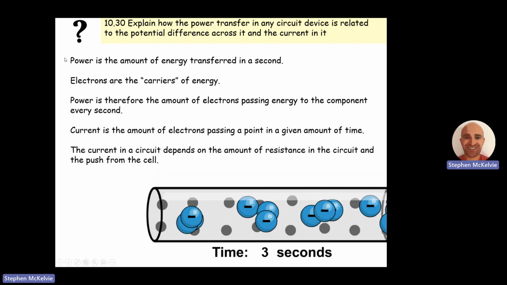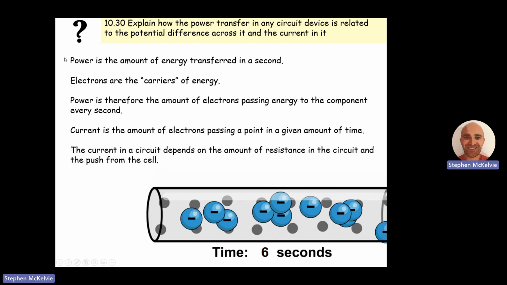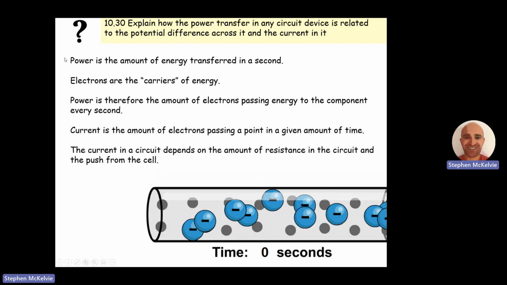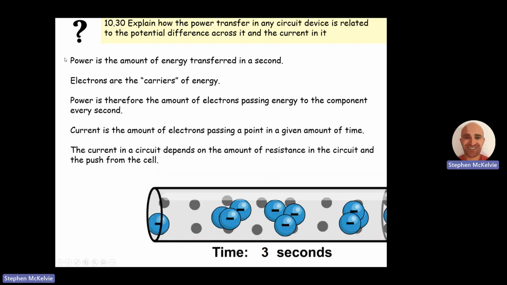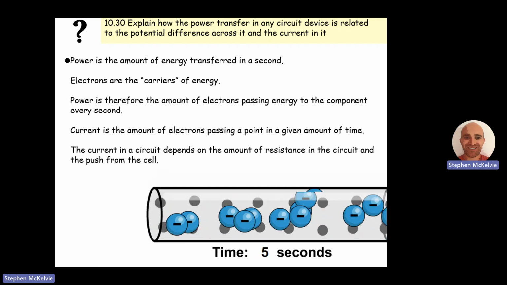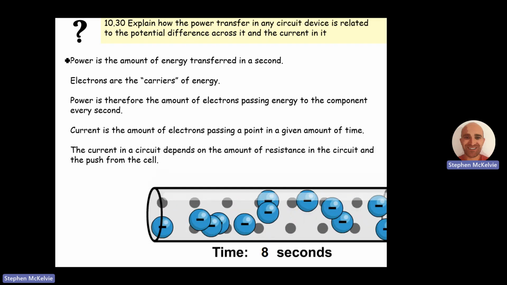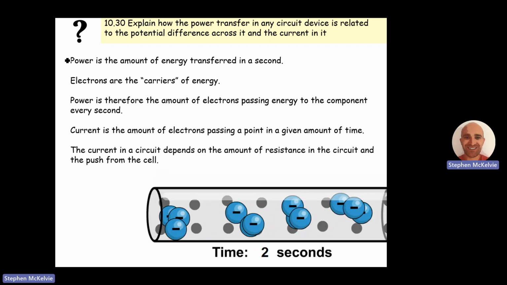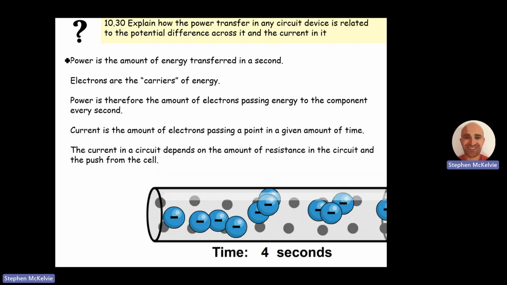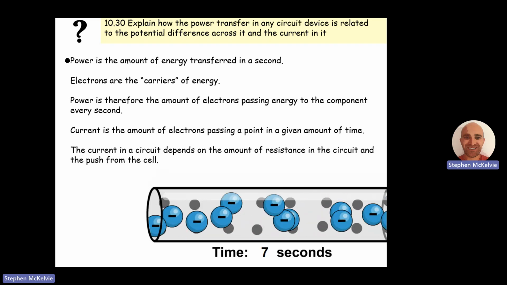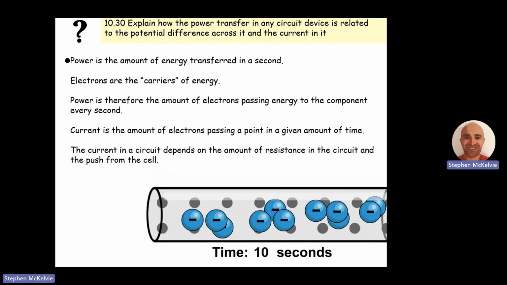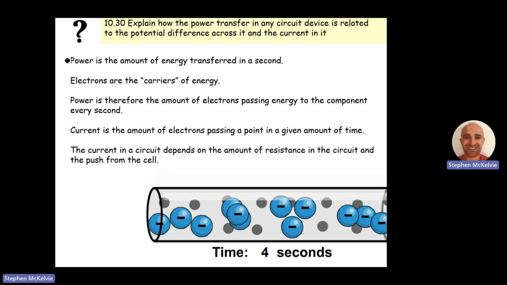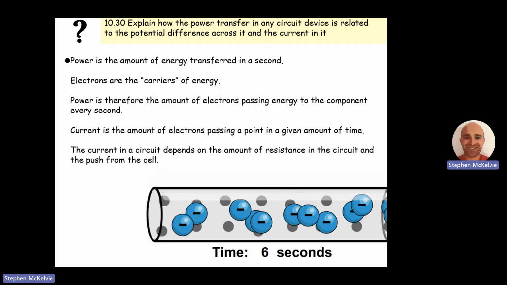In electricity, sometimes the amount of energy transferred every second is more important than knowing the total amount of energy. The last lesson, we looked at the equation energy is equal to voltage times current times time. That told us the total amount of energy transferred in the circuit. Today, we're going to be looking at a different equation which tells us the amount of energy transferred per second, the amount of power. Power is the amount of energy transferred in a second.